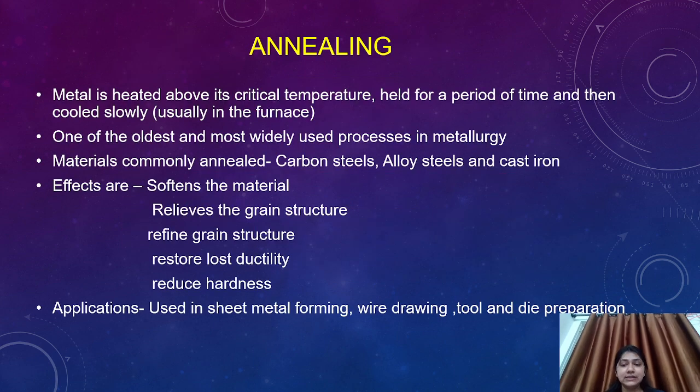In this process, metal is heated above its critical temperature, soaked and then cooled very slowly, usually inside the furnace. Metals which are commonly annealed are carbon steels, alloy steels and cast iron. Conceptually, what happens? In annealing, slow cooling allows atoms to rearrange into a stable, low stress structure called ferrite and pearlite. This makes the metal softer and easier to work with. Applications which involve annealing are sheet metal forming, wire drawing, and preparing dies and tools. We can say that annealing is like resetting the metal so it becomes fresh and workable again.